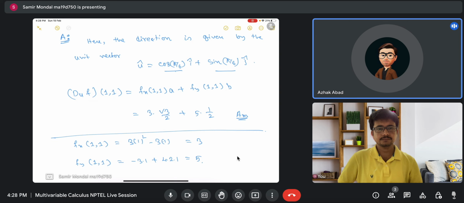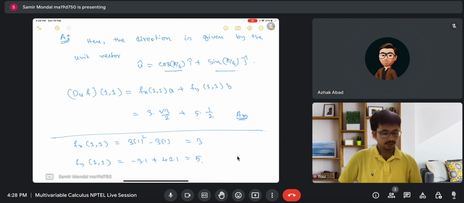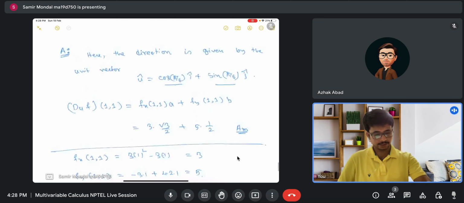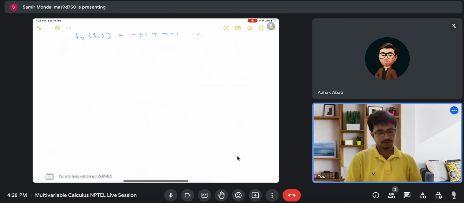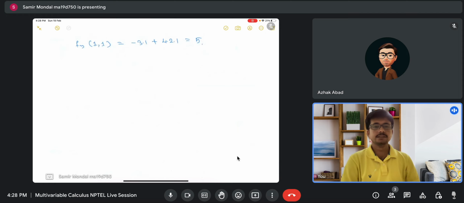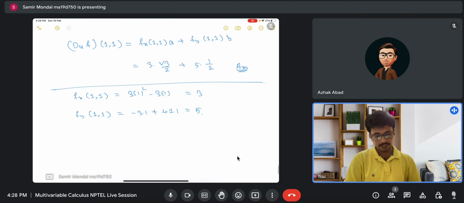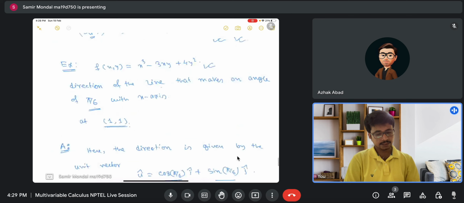Sir, I didn't understand how you took this unit vector in terms of sine and cos. Yes, I can explain, no issue. What is given is that you have to find the directional derivative in the direction of the line that makes an angle pi by 6 with your x-axis. Is it or not? Yes, sir.